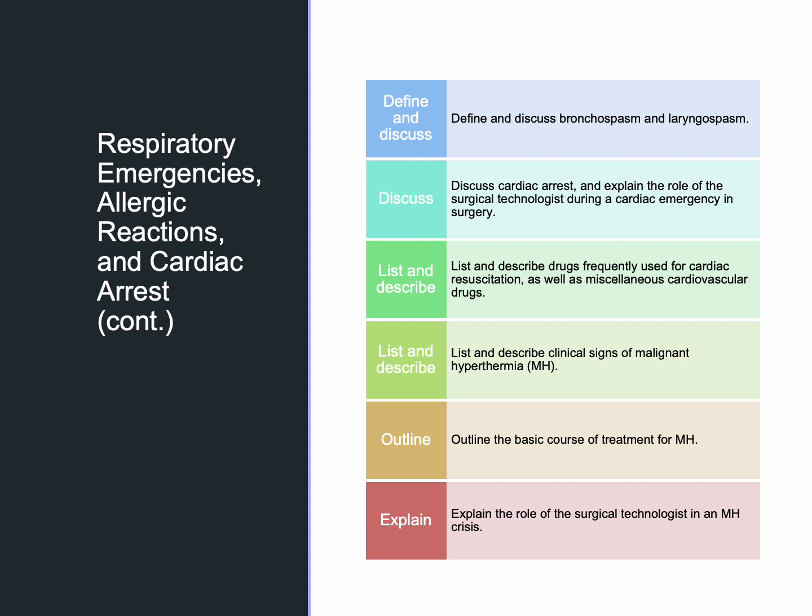In addition to that, you should be able to define and discuss bronchospasm and laryngospasm, cardiac arrest, and explain the role of the surgical tech during those emergencies. You should also be able to list and describe drugs frequently used for cardiac resuscitation, as well as some miscellaneous ones. You should also be able to list and describe clinical signs of malignant hyperthermia, outline the basic course of treatment for hypothermia, and explain the role of the surgical tech during a malignant hyperthermia crisis.